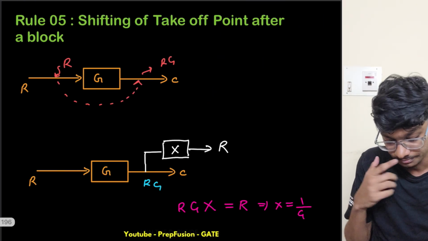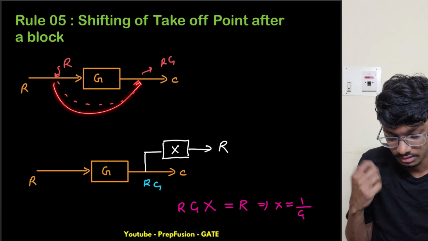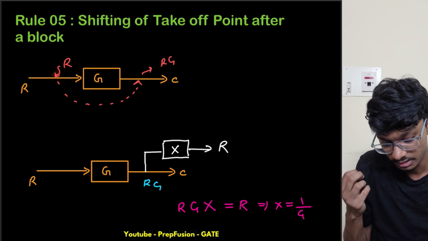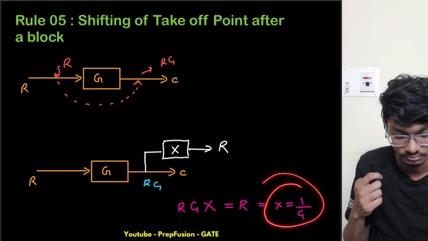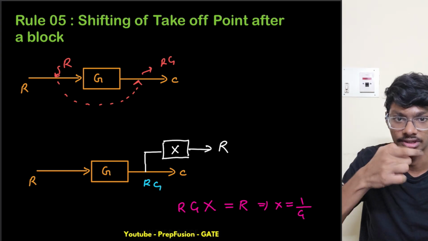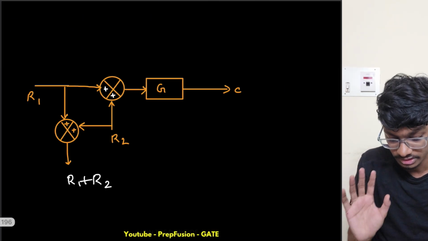Okay, so yeah, if I want to shift here, then also the output I am getting here R, so I should get R here. So we have to divide. So basically the gain block will be 1 over G, inverse of G. Okay, so yeah, all these things I have told you.